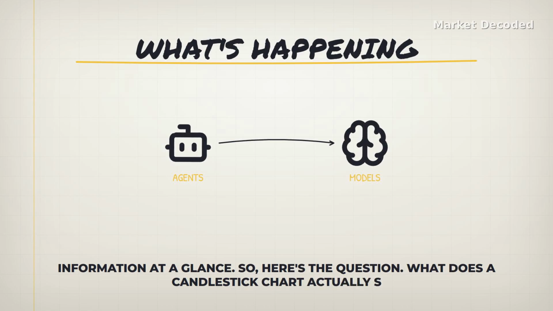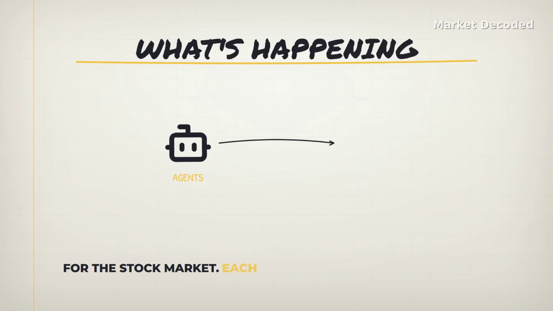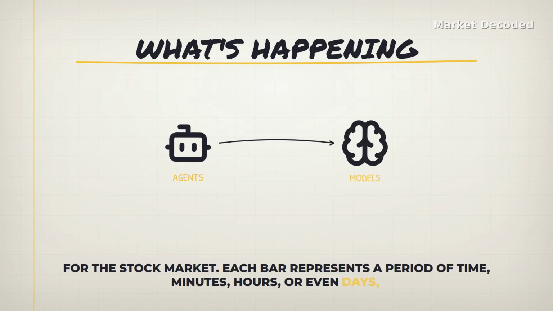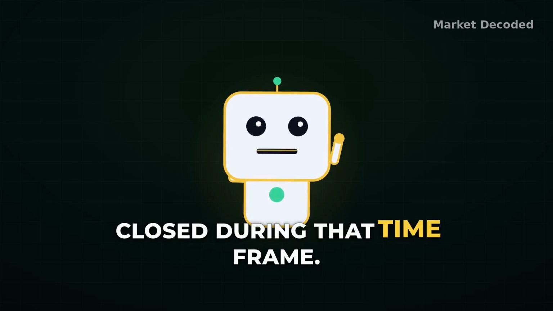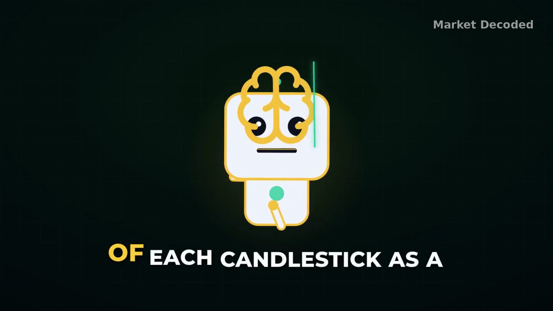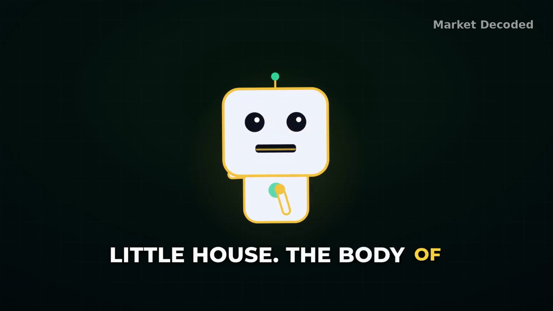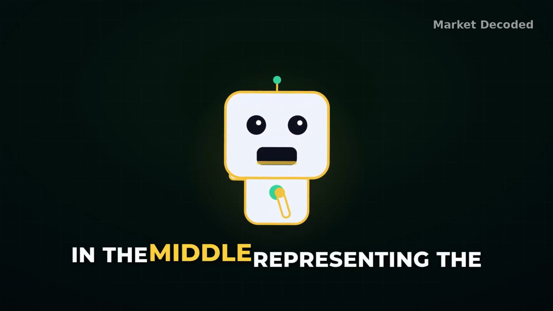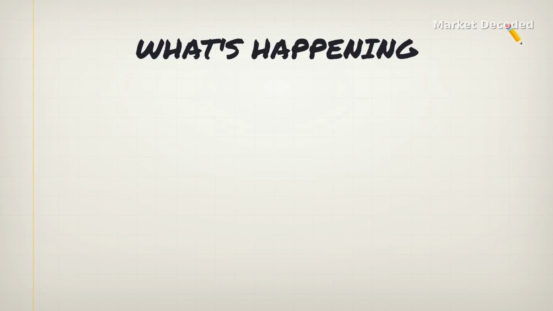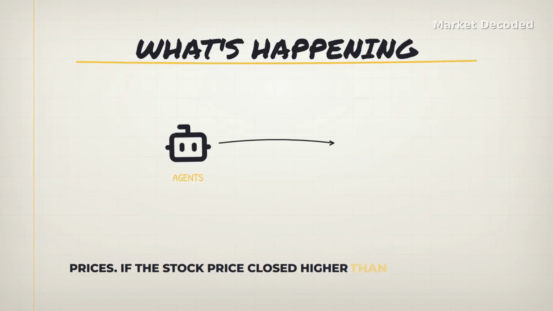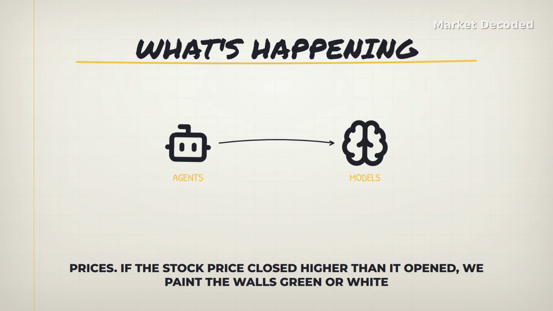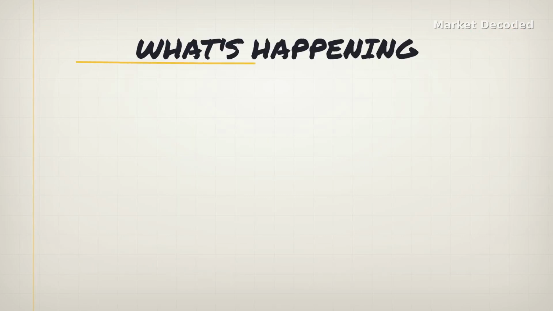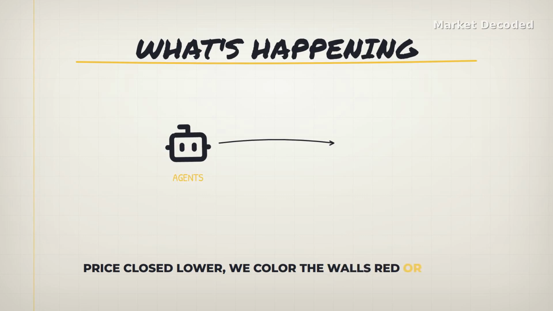The first thing to understand is that these candlesticks are like weather reports for the stock market. Each bar represents a period of time, minutes, hours, or even days, and tells you two things: where the price opened and closed during that time frame. Here's how it works. Think of each candlestick as a little house. The body of the house is the part in the middle, representing the opening and closing prices. If the stock price closed higher than it opened, we paint the walls green or white, signifying an upward movement. On the other hand, if the price closed lower, we color the walls red or black, indicating a downward move.